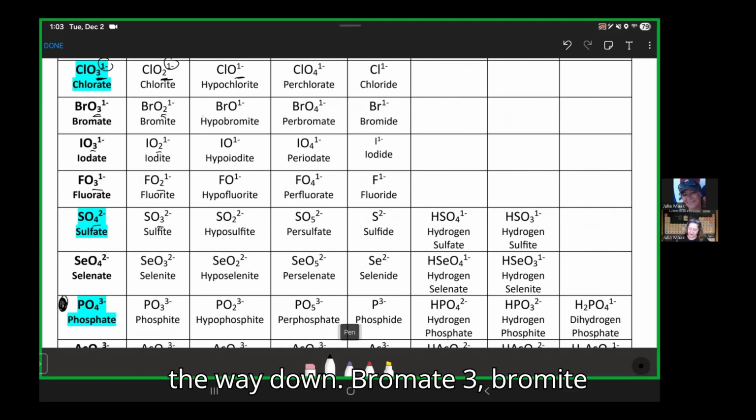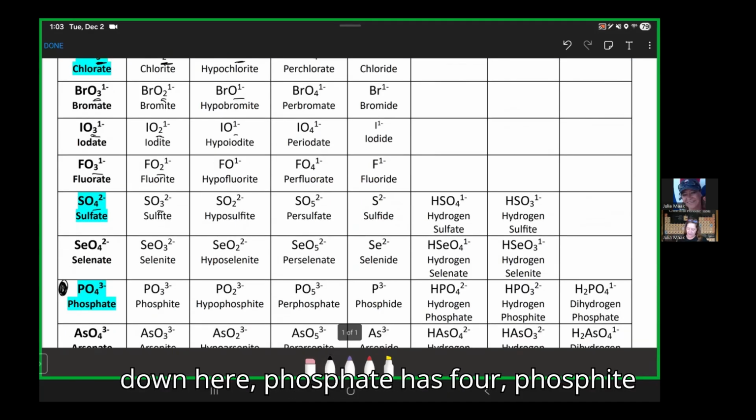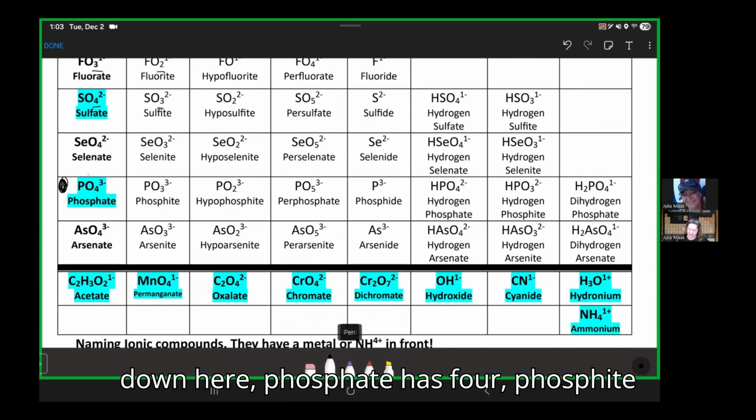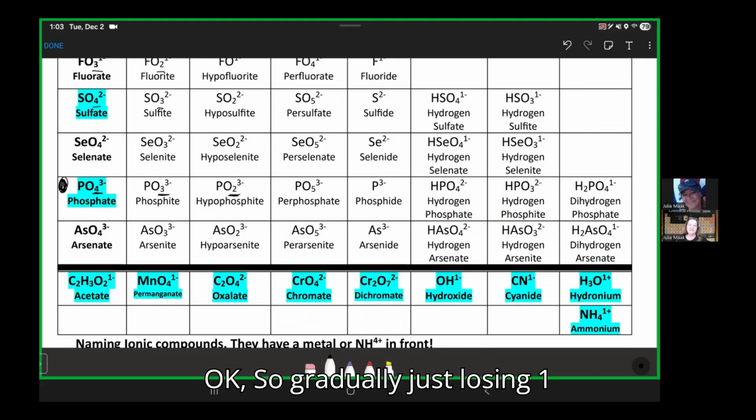Bromate 3, bromite 2, hypobromite 1. Iodate 3, iodite 2, hypoiodite 1. Okay, down here, phosphate has 4, phosphite has 3, hypophosphite has 2. Okay, so gradually just losing 1 oxygen at a time, going from your ate to your ite to your hypo-ite.